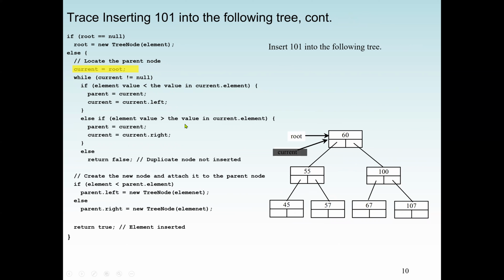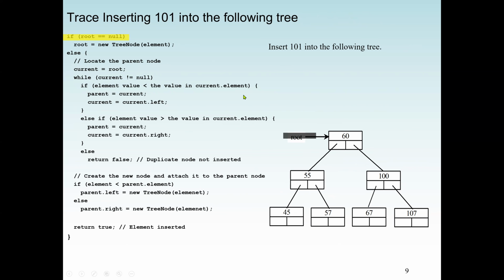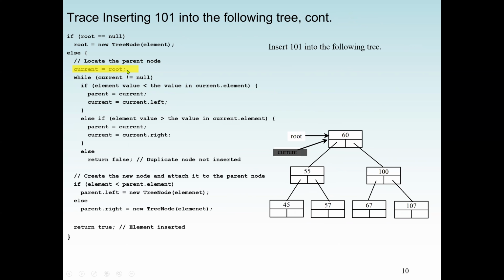Now we can see the tracing here, inserting 101 into the following tree. So here we check if root is equal to null. It's not. If it's not, then we locate the parent node. So we assign root to the current. That's what we are doing here. We assign root to the current.